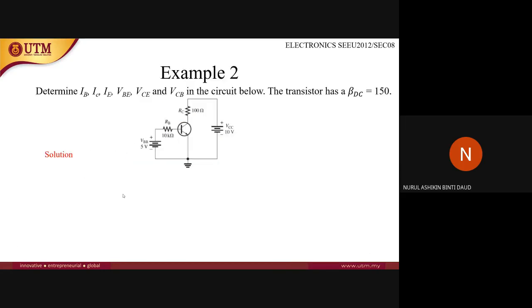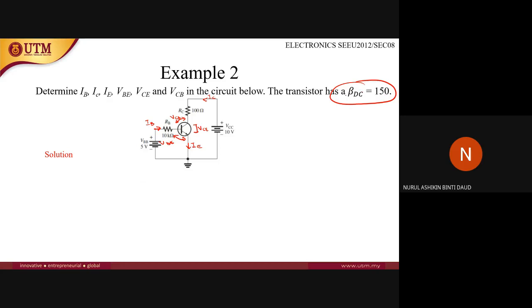Okay, so let's look at the example here. Determine IB, the current that flows here. So this is IB. Here is IC. Here is IE. And then VBE, here is VBE. VCE, here is VCE. And then VCB, here is VCB in the circuit below. And it's given that the beta DC value is 150.